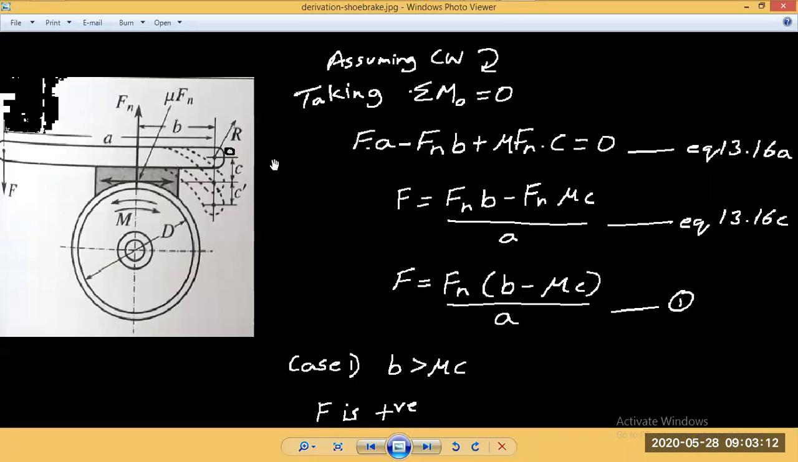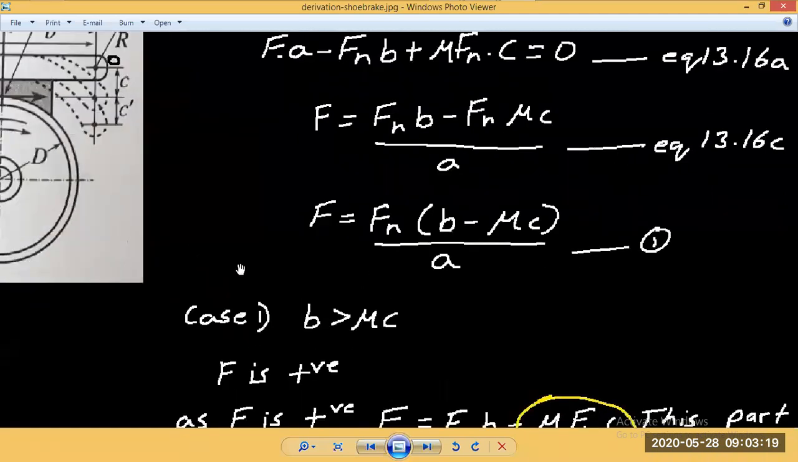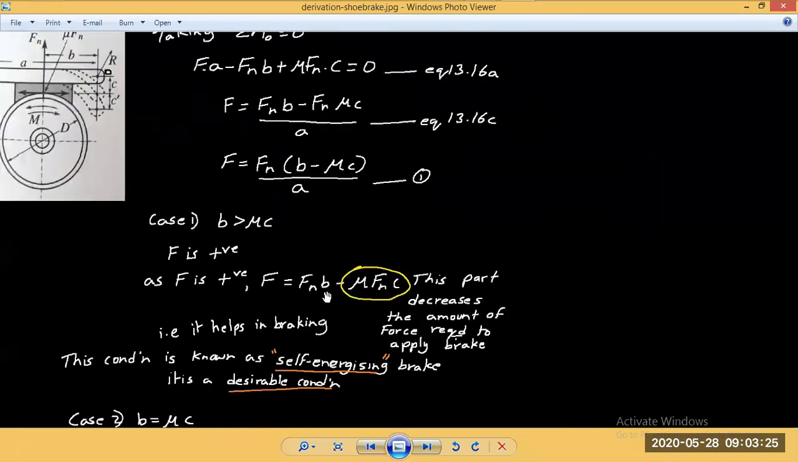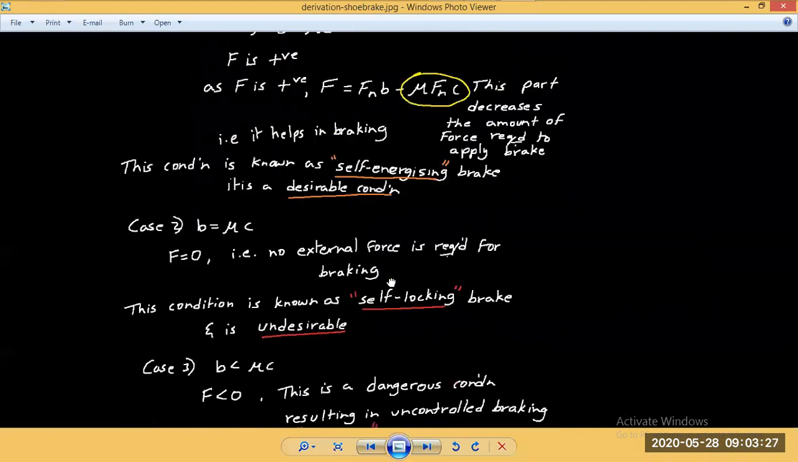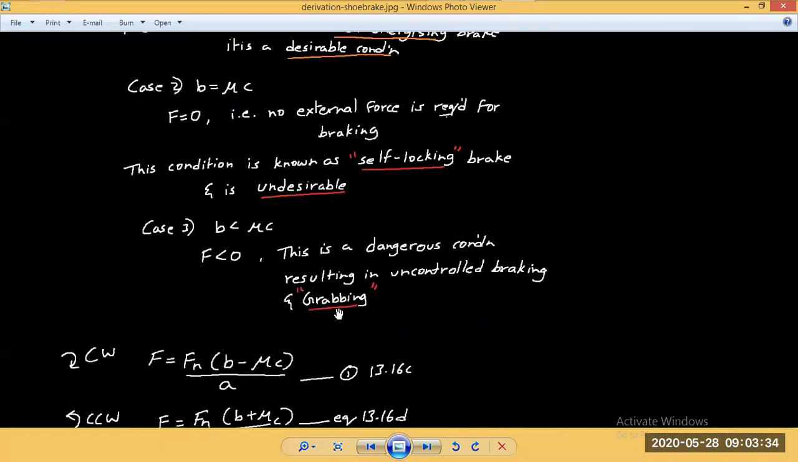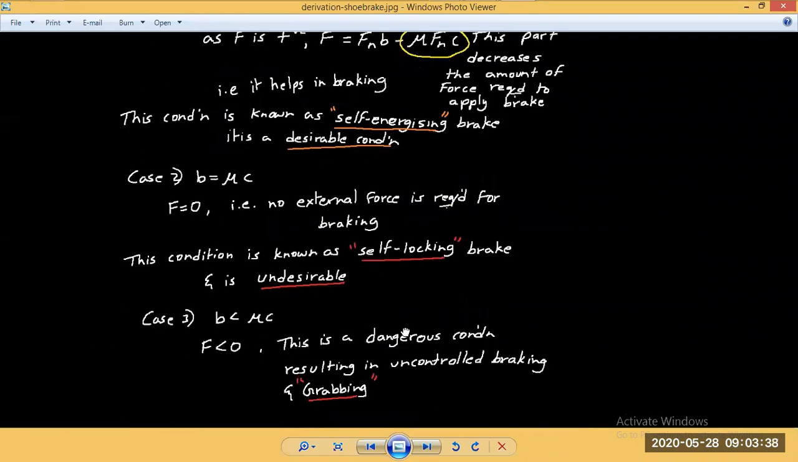So this was a derivation to know how much force you need to apply in both the cases of a clockwise or anti-clockwise type of motion. This derivation was done in the previous class. We also defined terms such as self-energizing, self-locking, and grabbing. These three phenomena are common for all types of brake, self-energizing being the most desirable one.